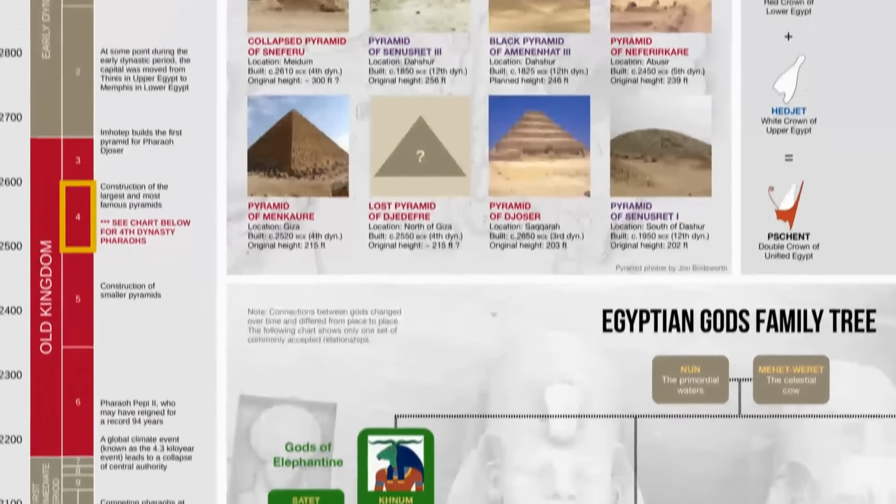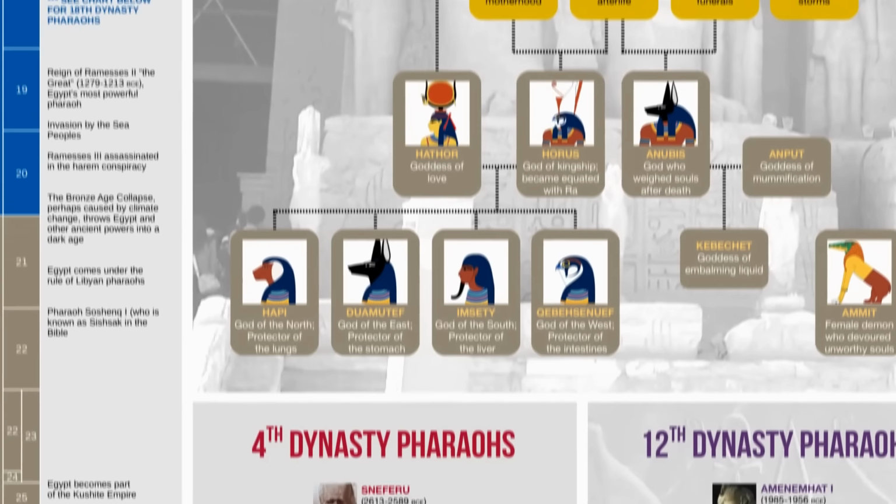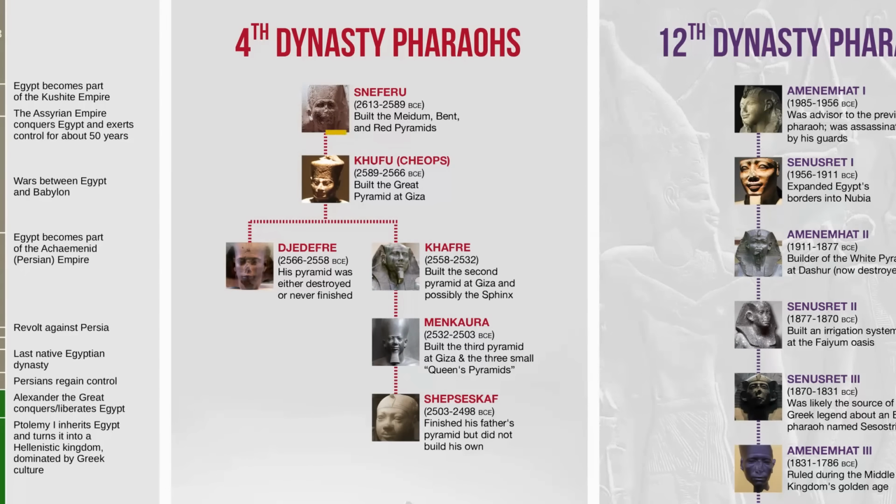At this point, let's go down to the bottom of the chart, where I have some family tree diagrams. You can see here that Sneferu was the father of Khufu, who was the builder of the largest pyramid of all, the Great Pyramid at Giza. Khufu was followed by two of his sons, both of whom also built large pyramids.